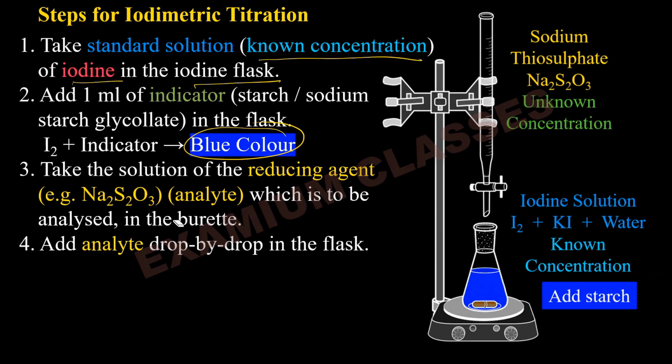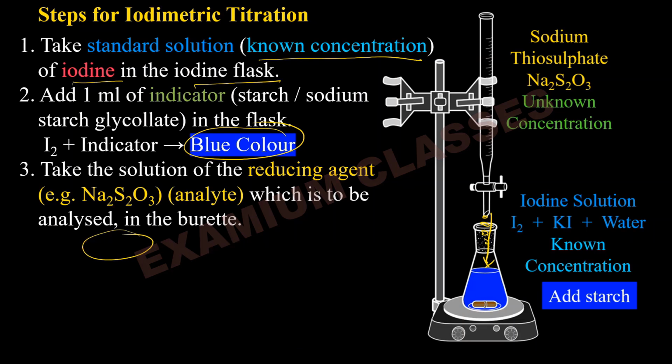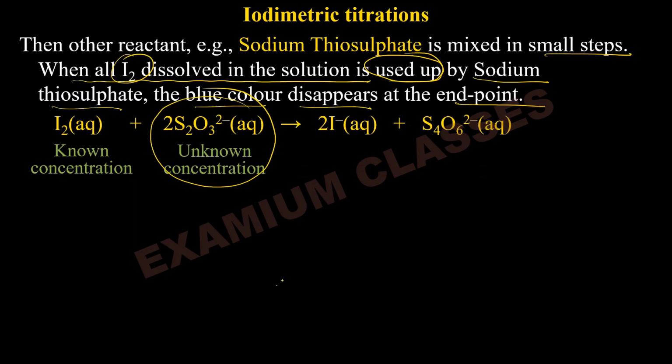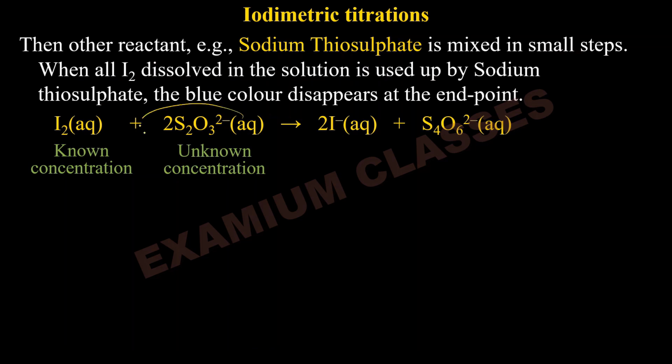Now we add this analyte drop by drop in the flask. So in the burette we have the analyte, we add the analyte drop by drop into the iodine flask. So what will happen? This analyte will react with the iodine as per the reaction I have already talked about. This reaction will take place when analyte is mixed with iodine solution drop by drop.